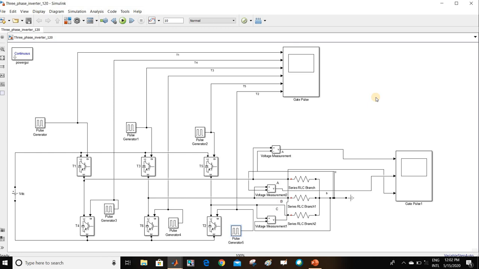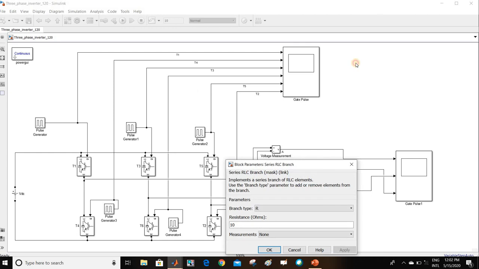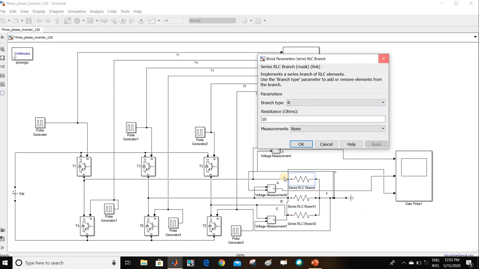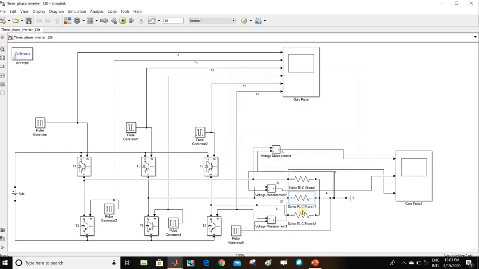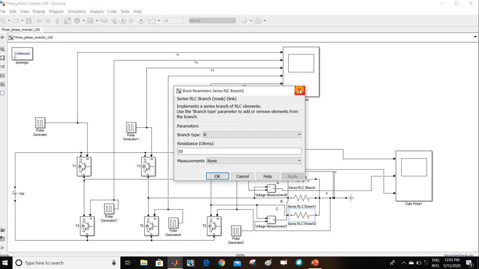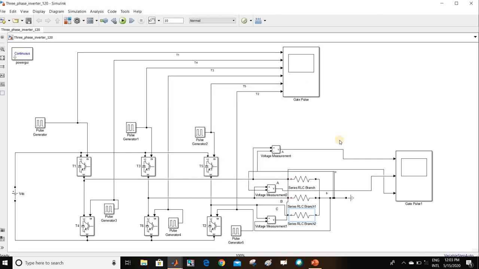So we have set all the switches. We will be taking a balanced load. We will be taking 10 ohm resistance for each branch. Now we will consider phase voltages for the operation. You can check line voltages also, VAB, VBC, VCA. But if we consider phase voltage, that means VAN, VBN and VCN, we will consider. So we will click on run.